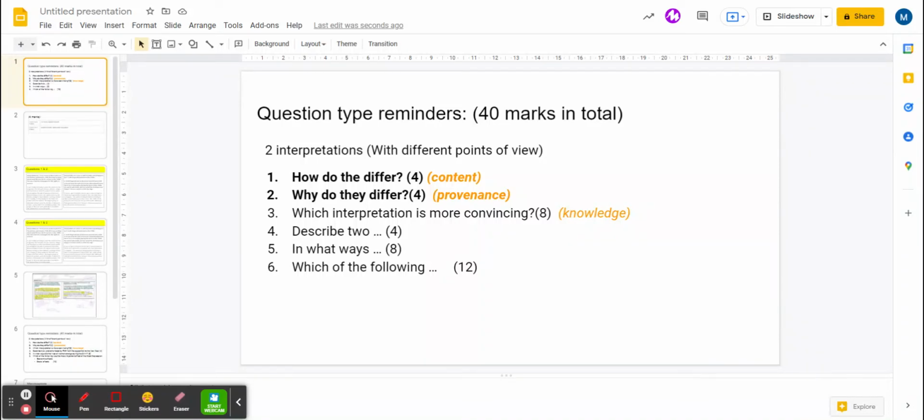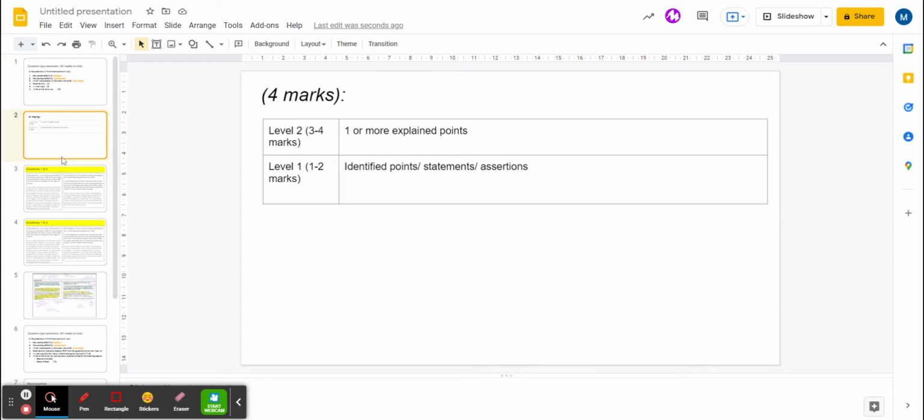So the questions that we're going to be looking at are the first two questions on the America paper, which are based on two interpretations. You get one question, which is asking you to compare how the interpretations are different, and a second question, which asks you to explain why it is that they're different. So the mark scheme is on the slide.